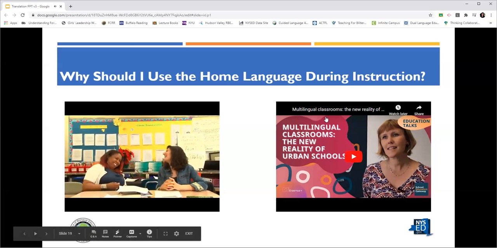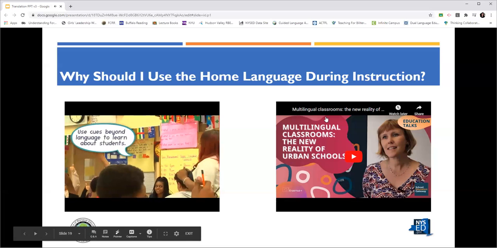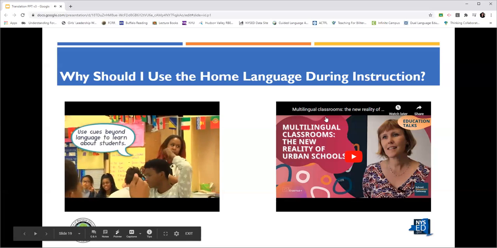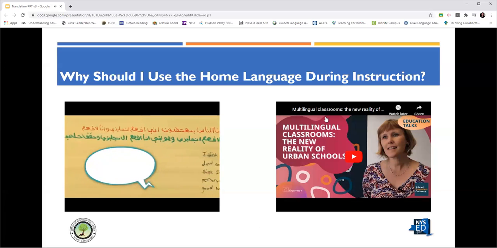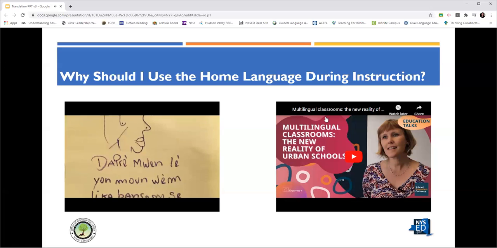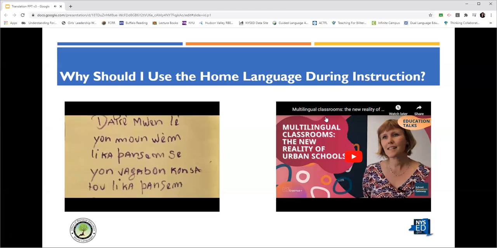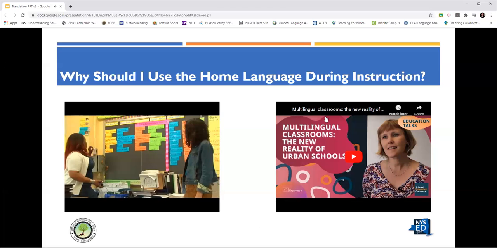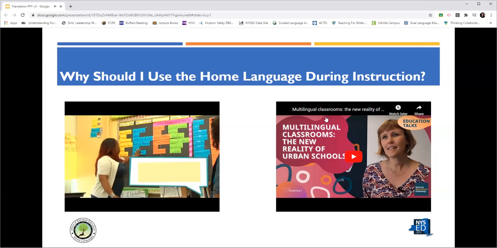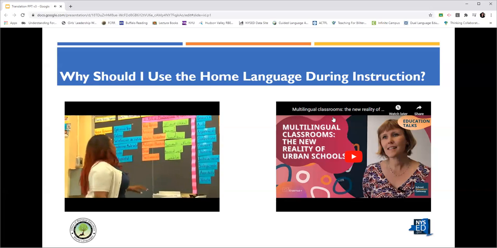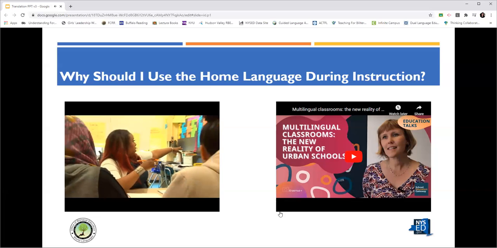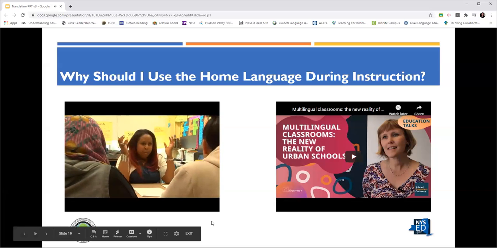To recap, Ms. Chapman-Santiago uses clues beyond language to help her understand her students. She makes careful inferences from students' home language practices, even if she doesn't always understand what they say or write. Ms. Chapman-Santiago welcomes all kinds of language expression in her class and provides resources in home languages to students who she knows will benefit from them. Ms. Chapman-Santiago demonstrates you can teach bilinguals even if you're not one.